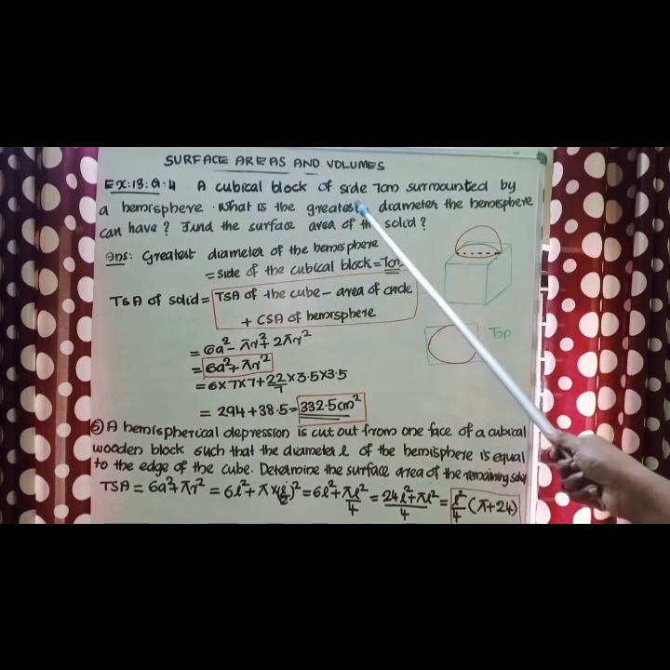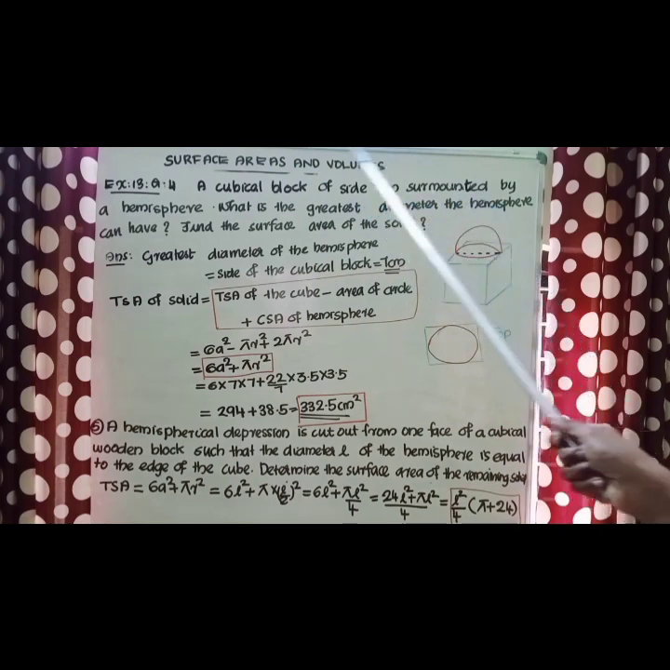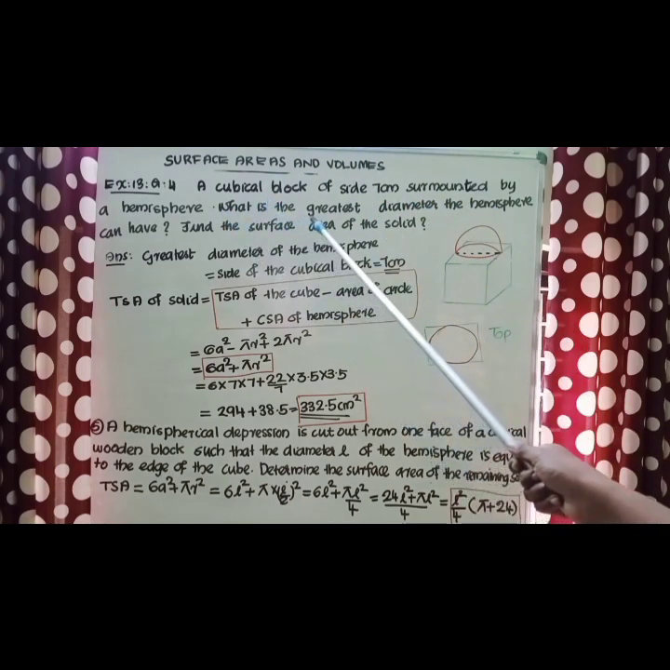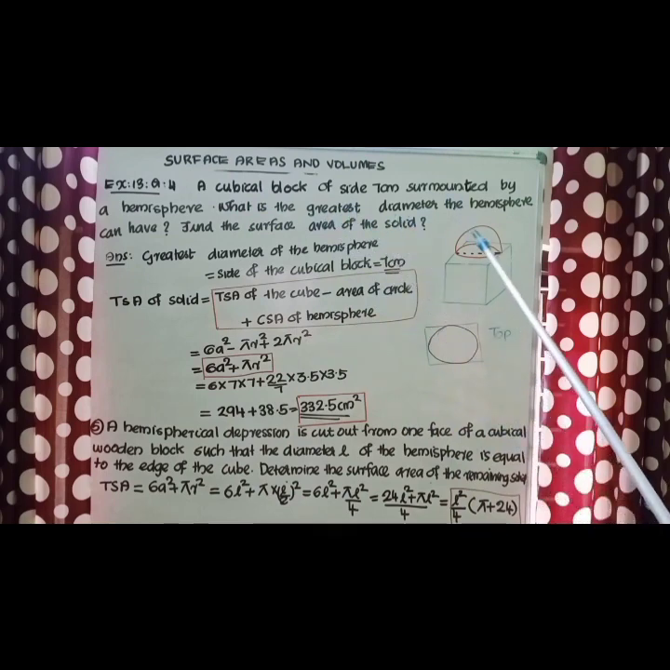A cubical block of side 7 centimeter is surmounted by a hemisphere. What is the greatest diameter the hemisphere can have? Find the surface area of the solid.